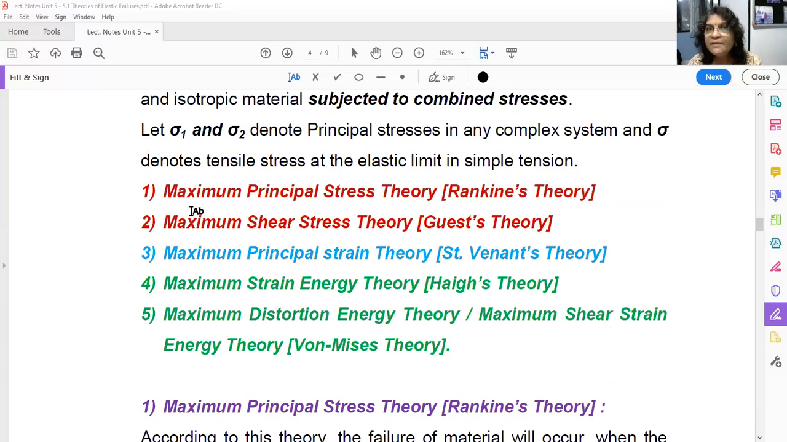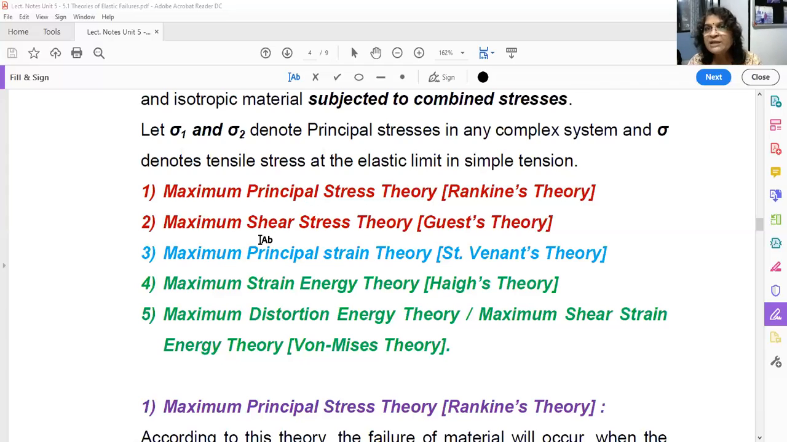So what is the first theory? Maximum principal stress theory. It is also known as Rankine's theory, because Rankine found out this theory. So maximum principal stress theory means what? I told you there are 2 principal stresses, maximum, suppose sigma 1, and minimum principal stress, suppose sigma 2. What is the statement of this theory, we will see further. But here failure is supposed to occur due to maximum principal stress. That's why the name is maximum principal stress theory.